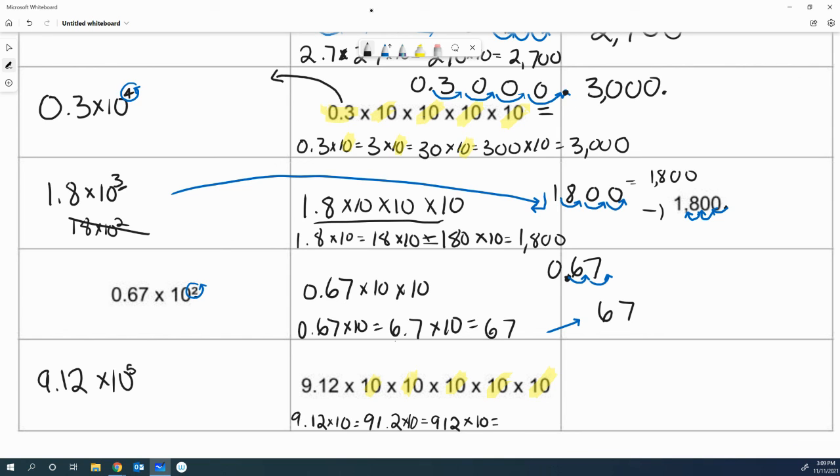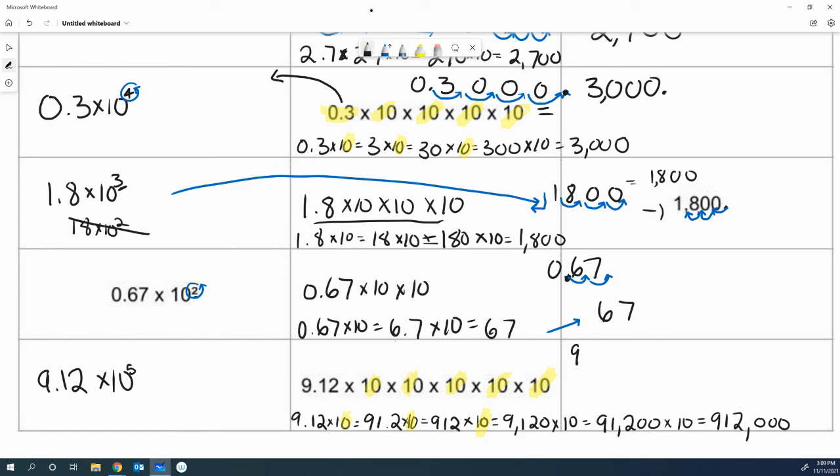Times 10 equals 9,120. How many tens do we have? 1, 2, 3. Wow, I need two more. Okay. Times 10 equals 91,200, times 10 equals 912,000. So my answer this way is 912,000. Let's check it the other way to see if I got it correct.